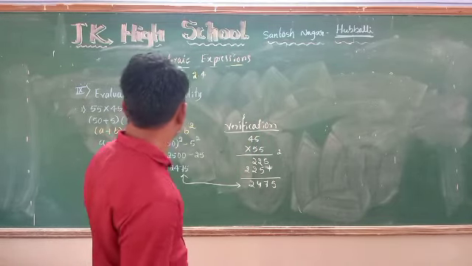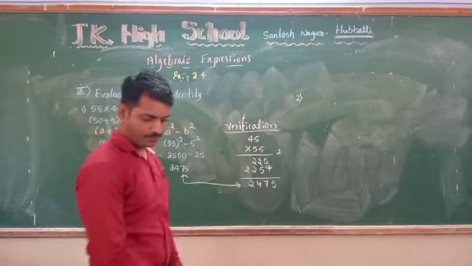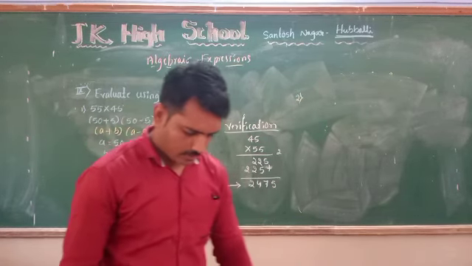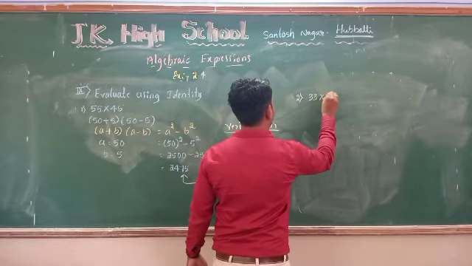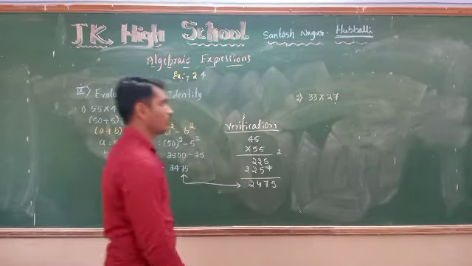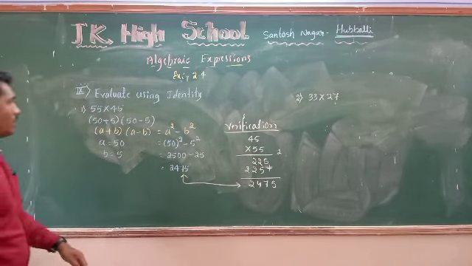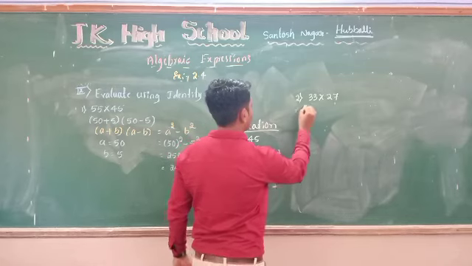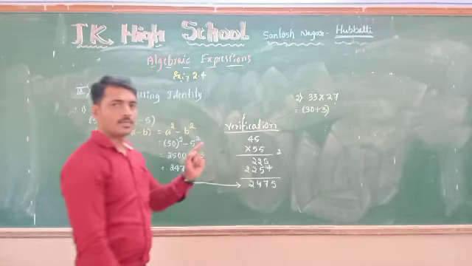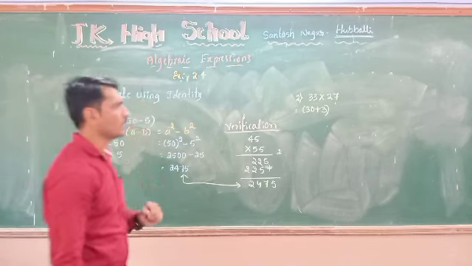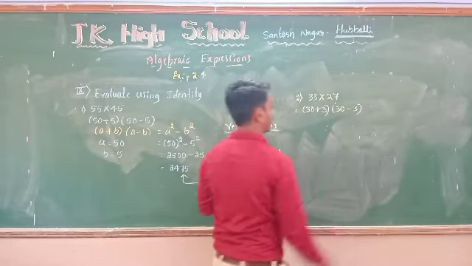The question is, so I'll write here. Question number 2: 33 and 27. 33 into 27. So how to do? You already told me how to write 33 and how to write 27. So how to write 33? 30 plus 3, correct? 30 plus 3 is nothing but 33. How to write 27? 30 minus 3.